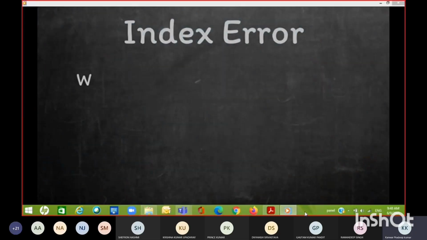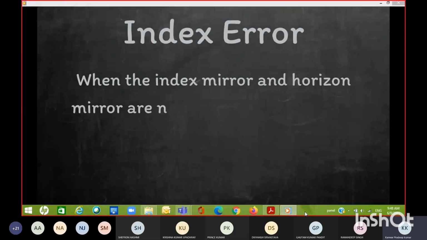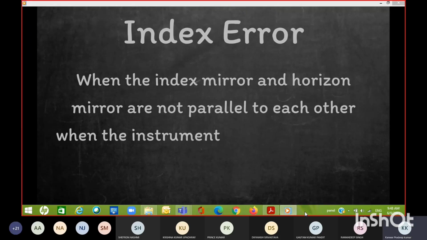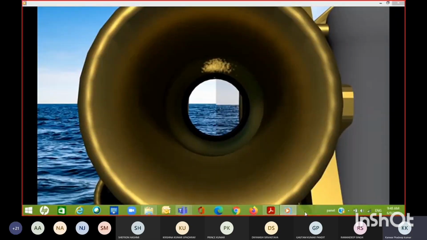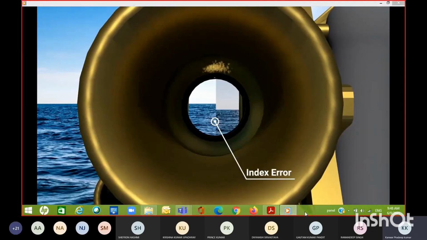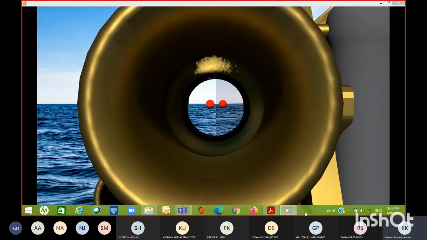Index error is when the index mirror and the horizon mirror are not parallel to each other when the instrument is set at 0. If you set the instrument to 0 and look through the telescope at the horizon, you can spot any index error. If there's a step in the horizon, index error is present. This is why index error and side error need to be corrected together. If you have a sextant with both errors present, images in the telescope will be displaced both horizontally and vertically. The horizontal displacement is due to the side error, and the vertical displacement is due to the index error.